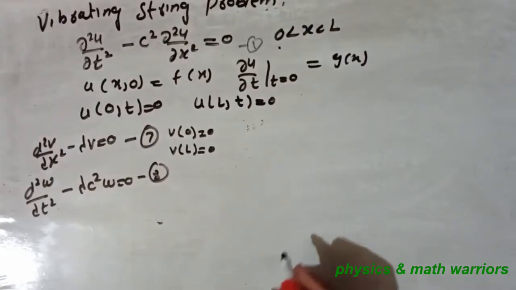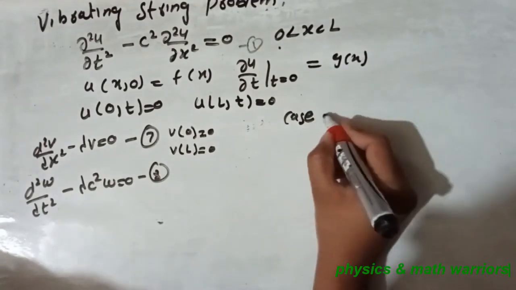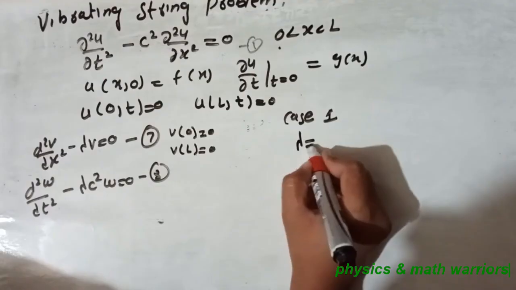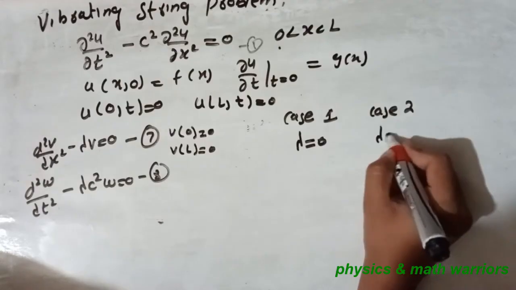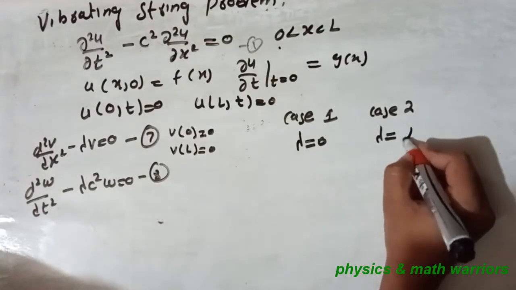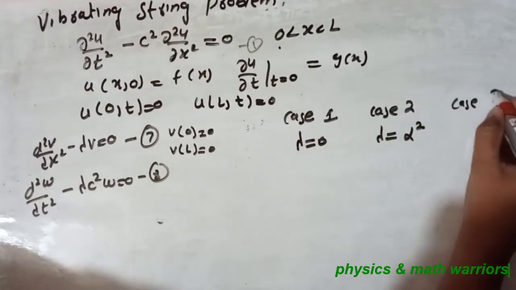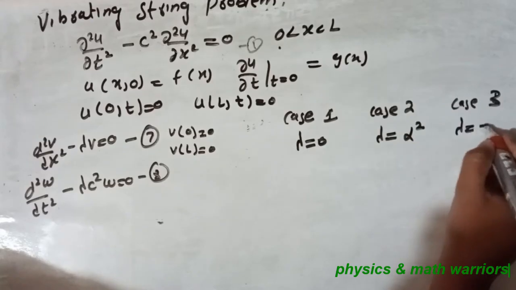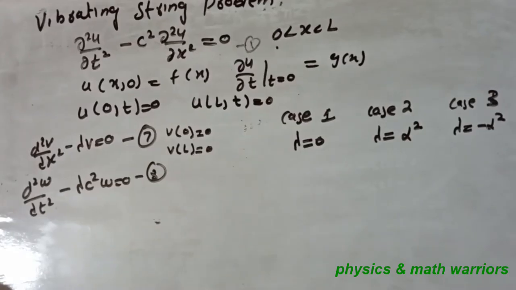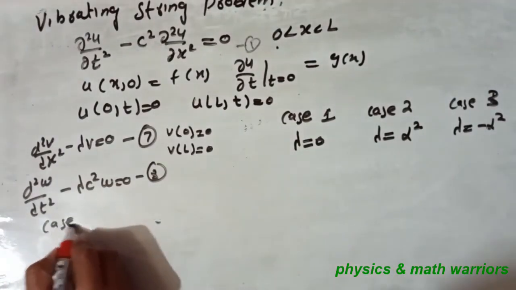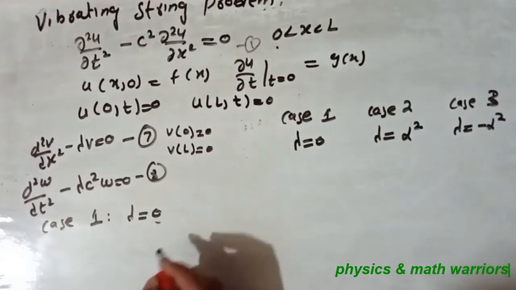Now we will consider the following cases. Case 1, when lambda is equal to 0. Case 2, when lambda is equal to alpha square. Case 3, when lambda is equal to minus alpha square. Case 1, when lambda is equal to 0.